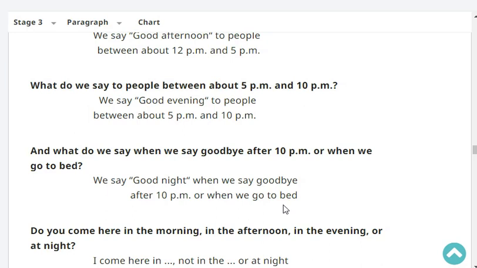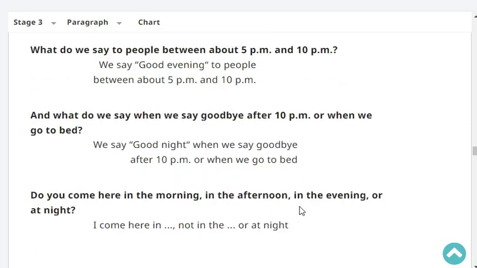And what do we say when we say goodbye after 10 p.m. or when we go to bed? We say good night. We say good night when we say goodbye after 10 p.m. or when we go to bed.